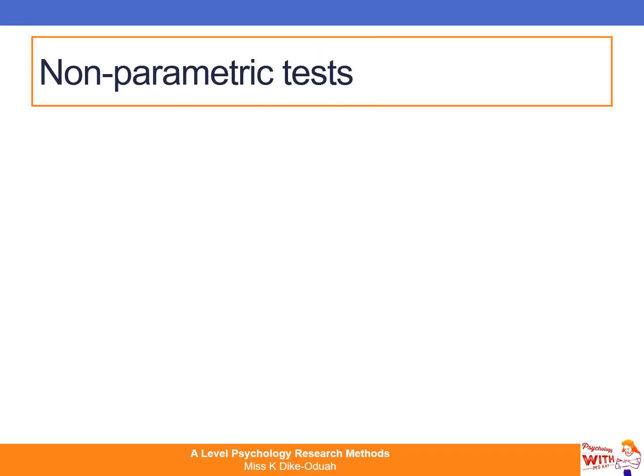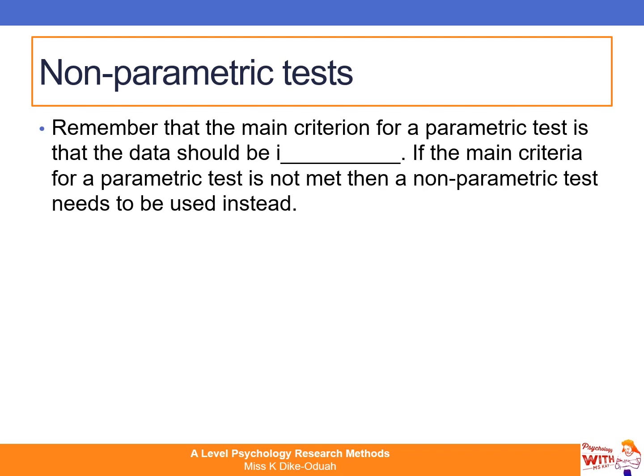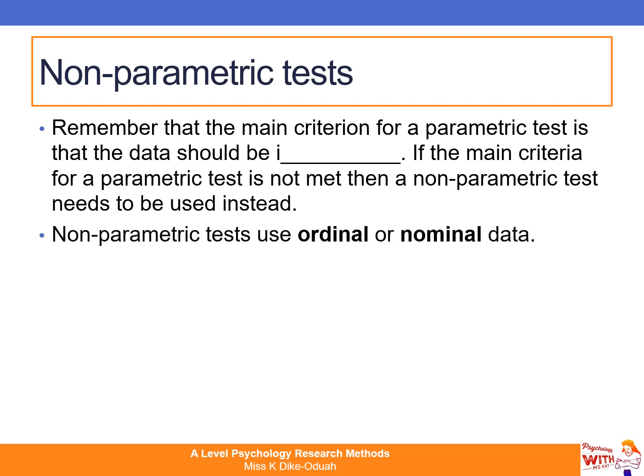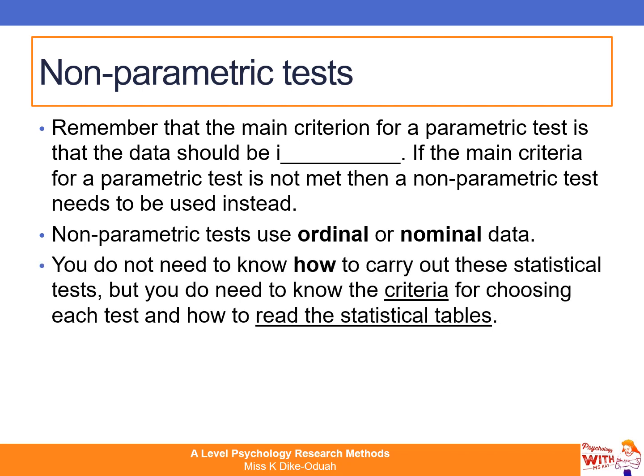So we've talked about parametric tests, and now it's time to look at non-parametric tests. And we remember that the main criterion for a parametric test is that the data should be interval. If the main criterion for a parametric test is not met, then a non-parametric test needs to be used instead. Non-parametric tests use ordinal or nominal data, and ordinal data is data that you can put in order. Nominal data is categorical data.